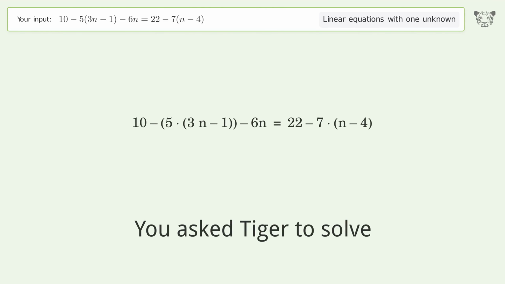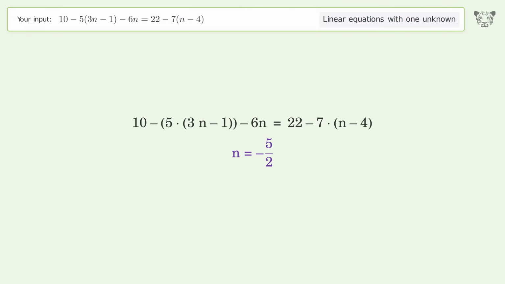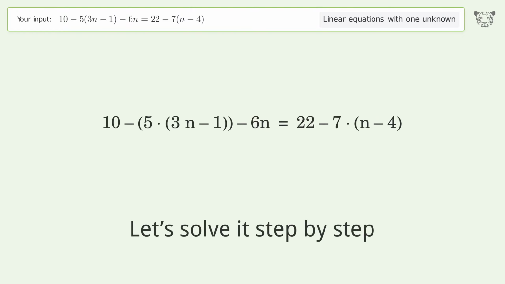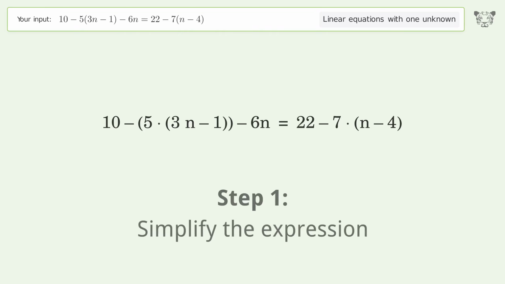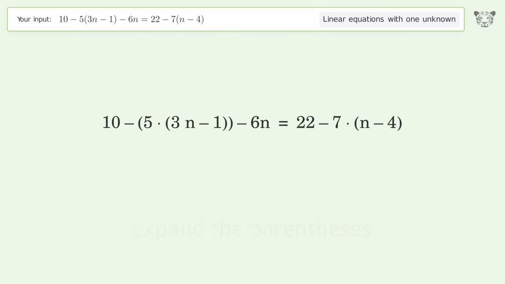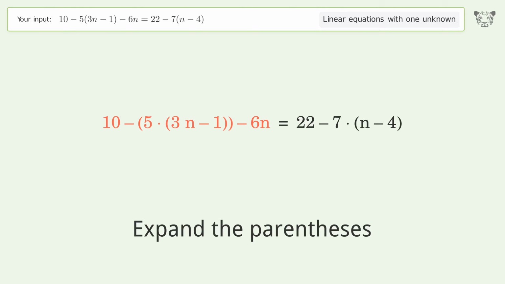You ask Tiger to solve. This deals with linear equations with one unknown. The final result is n equals -5/2. Let's solve it step by step. Simplify the expression. Expand the parentheses.